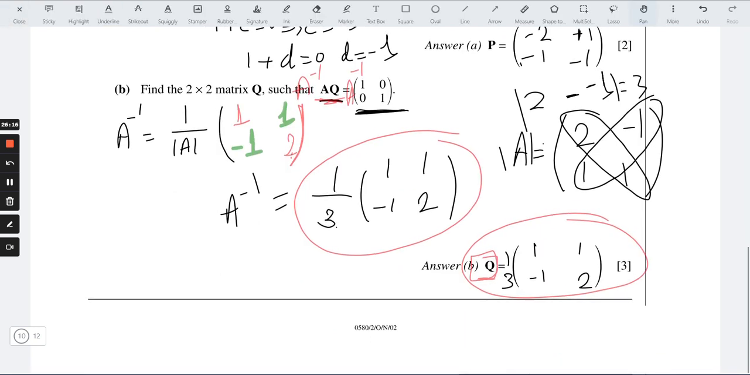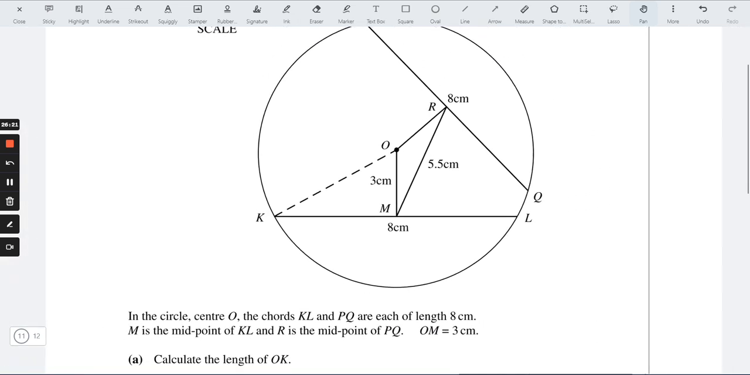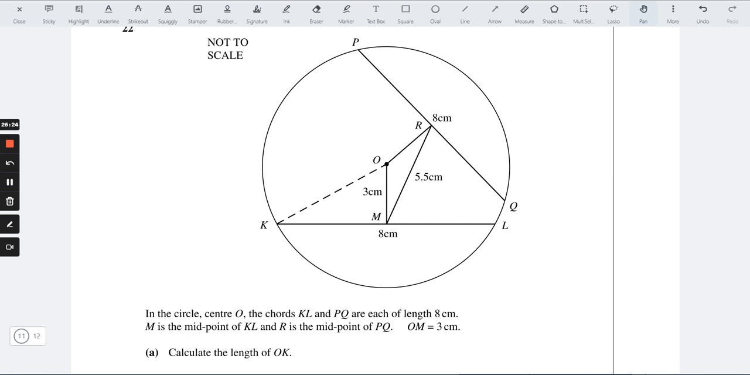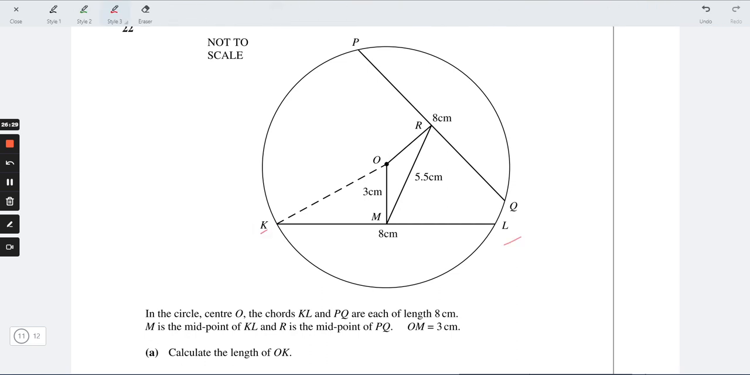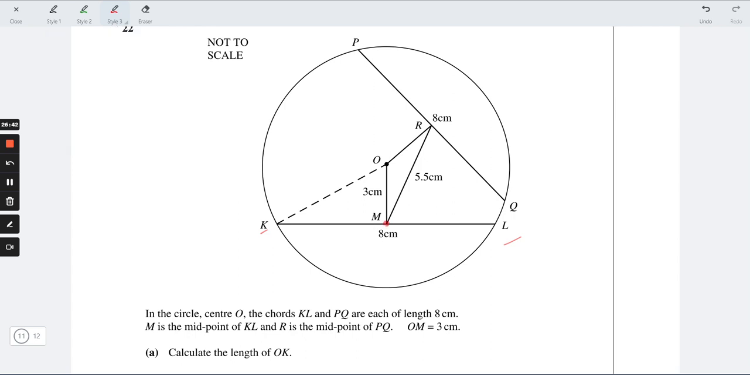Okay, now next. Last question quickly. In the circle center O, the chords KL and PQ are each of length 8. M is the midpoint of KL, and R is the midpoint. So here we have a midpoint, and here also we have another midpoint. Calculate the length of OK. This is the length OK that they needed.